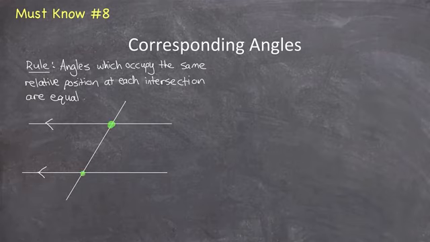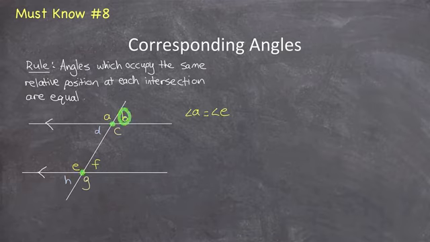At each of these points of intersection, there are 1, 2, 3, 4 angles. Let me label all of those angles. And at each of those points of intersection, the theorem tells me that the angles which occupy the same relative position are equal. So if I go to both of those points of intersection and pick the top left angle, those would be equal to each other. So I know angle A would be equal to angle E. And if I do the same thing, but I pick the top right angle at both points of intersection, those would be equal to each other. So angle B is equal to angle F.